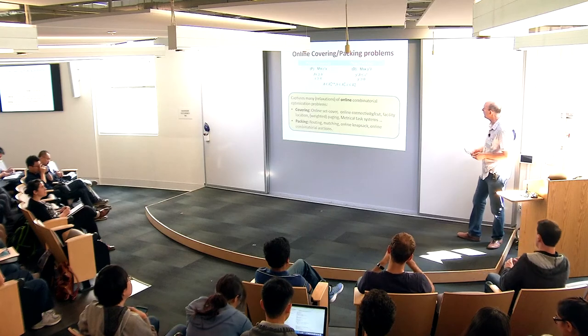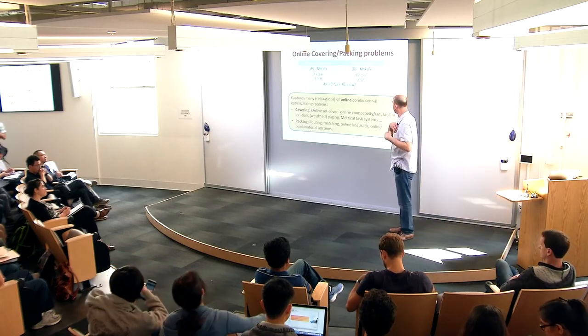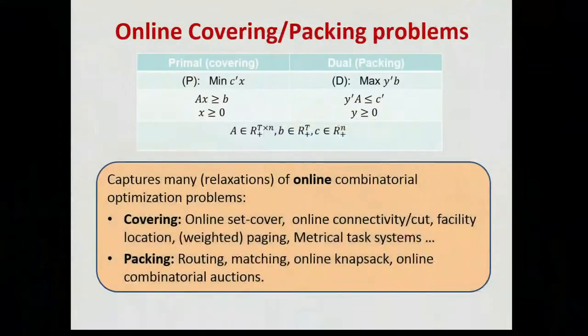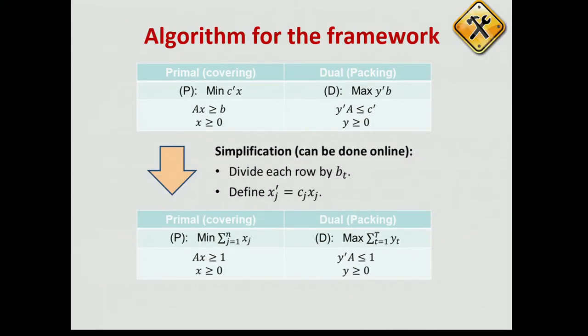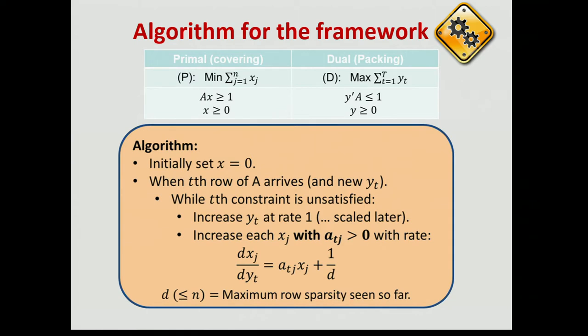Okay, so we've seen the general packing covering framework. It, of course, captures many online problems. For covering, we've seen online set cover. We can also do online connectivity, cuts, facility location, paging, which we will see, and many, many more problems. For packing, it's routing, matching, which we will see, and again, many more problems. We've seen the algorithm with multiplicative updates for general covering and packing.